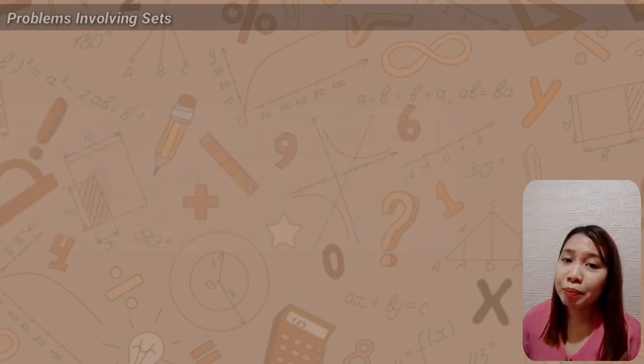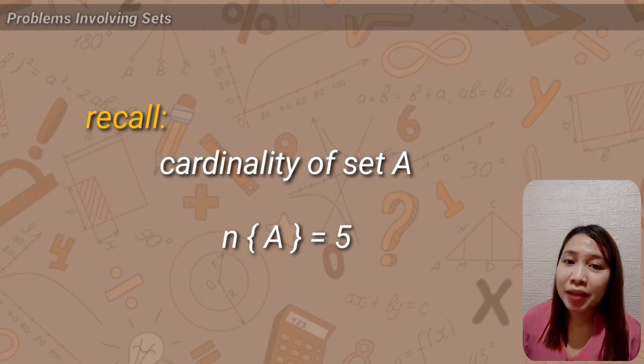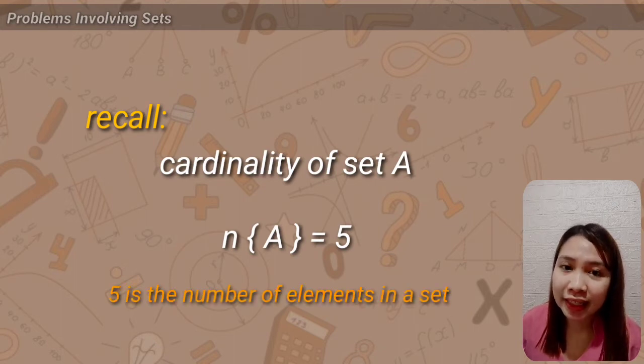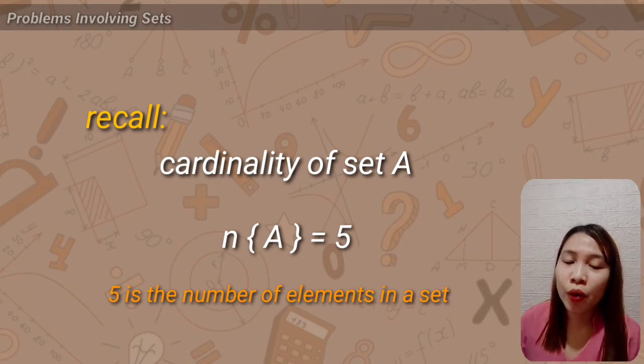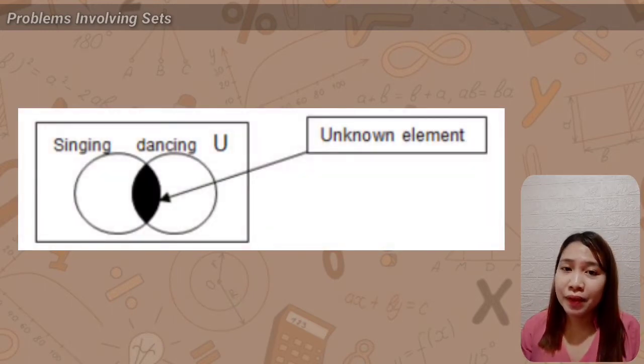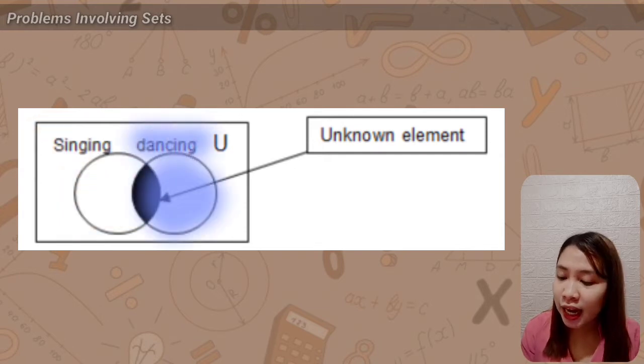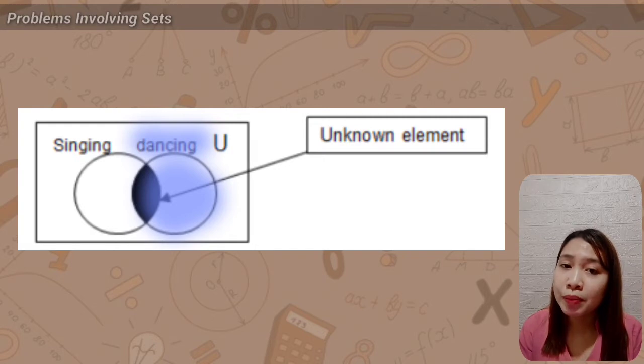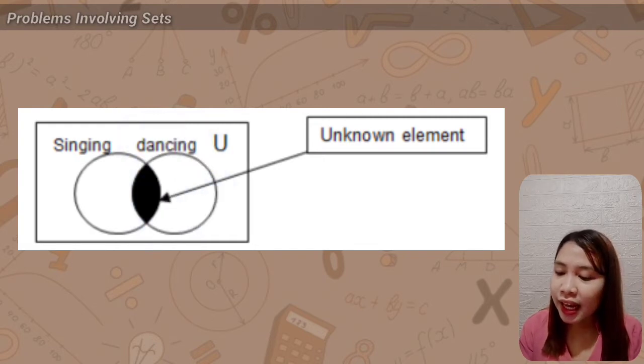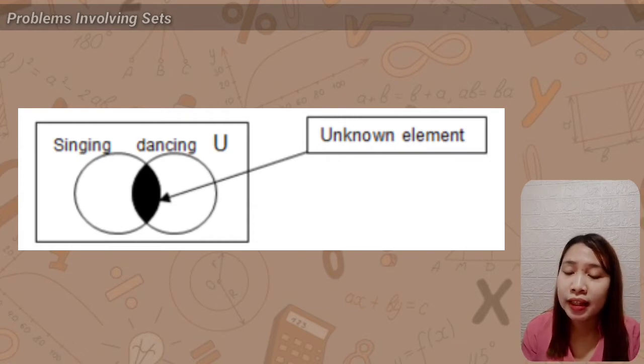In solving problems involving sets, ang hinahanap natin dito ay yung mga cardinality of the sets or yung mga bilang ng mga elements na meron dun sa sets na aalamin natin. In the given figure, this shows that there are two sets in our problem. The first one is the group of students who love singing, and the other one is the group of students who love dancing. This is represented by the circles, which show that these are subsets of our universal set U.